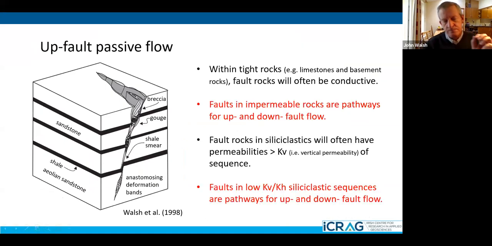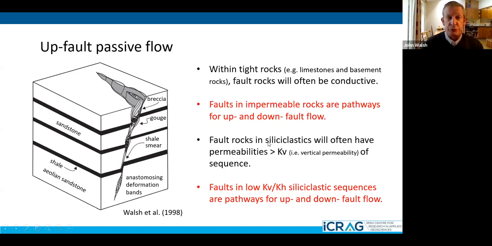Yeah. So one thing we need to talk about, I've been talking about within sandstones, it's self-evident, I think, that if you have a fault within a tight rock, a rock which has basically no porosity in it, that fault, if it moves, is going to break up the rock. And those fault rocks will be more conductive than the tight rocks are. Take a fault in basement. It's nearly by definition more conductive, at least when it's moving, than the surrounding rocks. So faults can be conductive. Faults can be impermeable barriers. In impermeable rocks, I should say, they can be pathways for up and down fault flow.